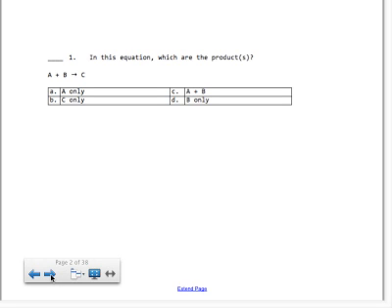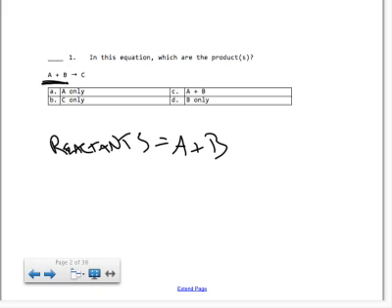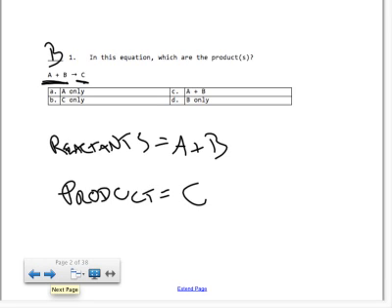Number 1. In this equation, which are the products? A plus B produces C. Well, the things on the left-hand side of any equation are called the reactants. Okay, so A and B are the reactants here. And the stuff that comes after the arrow on the right-hand side are the products. In this case, there's only one product, which is C. And that happens to be answer choice B. So the answer is B, but in the equation it's letter C.